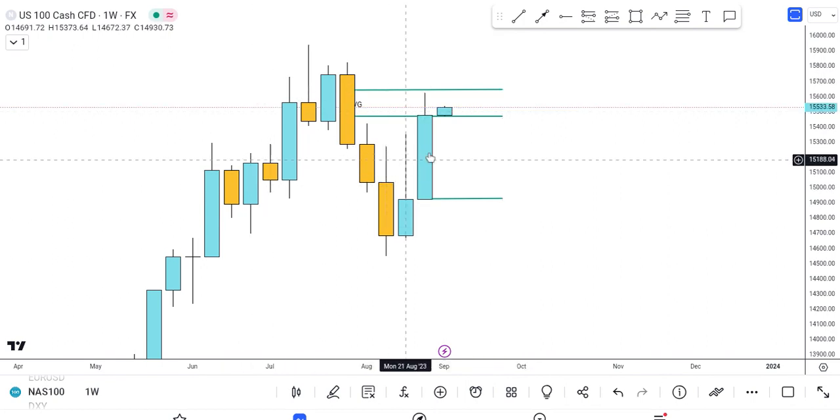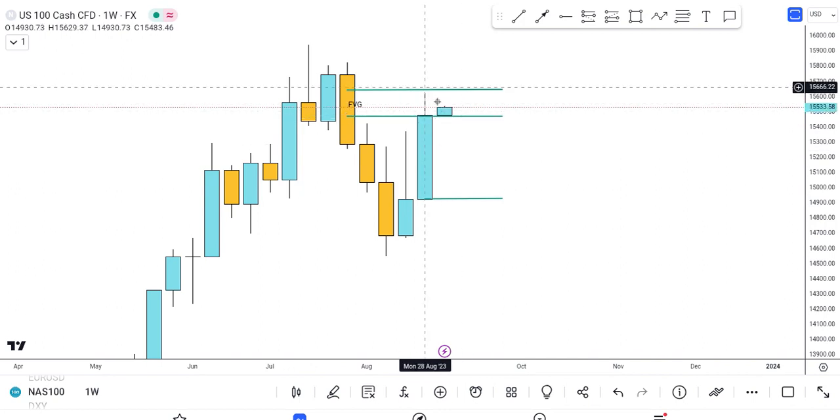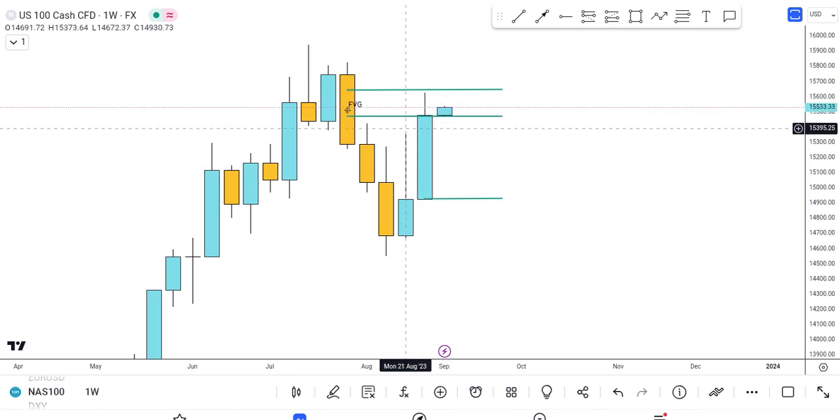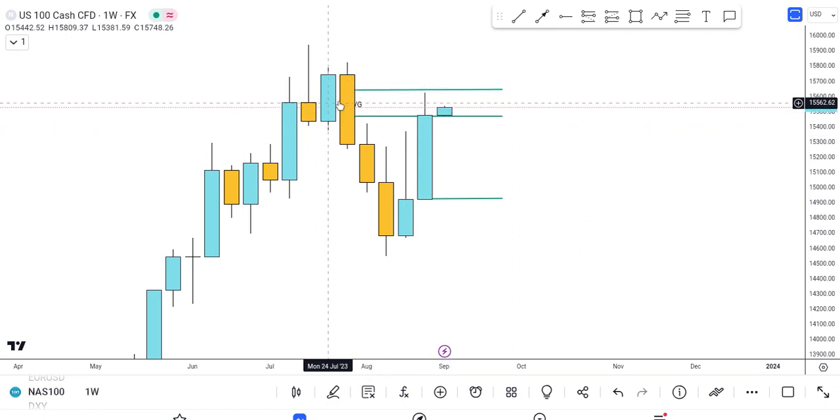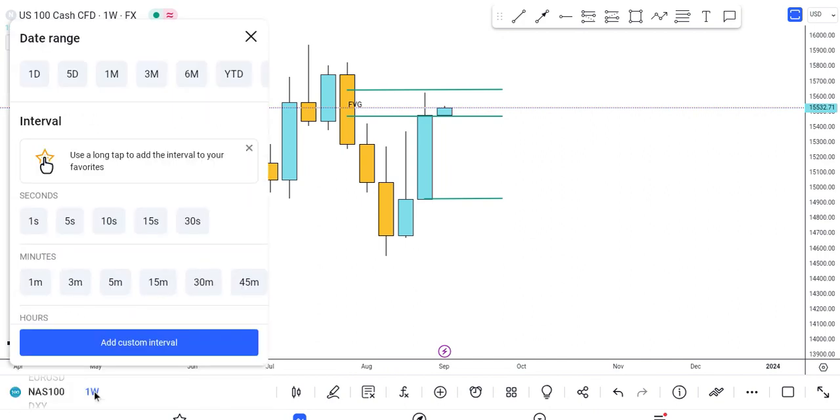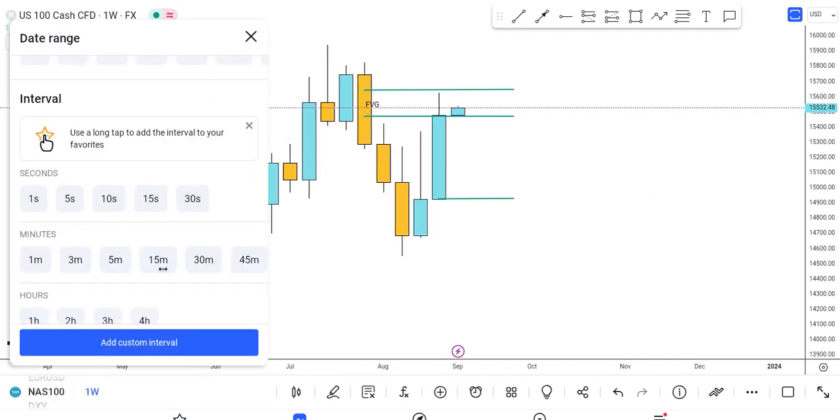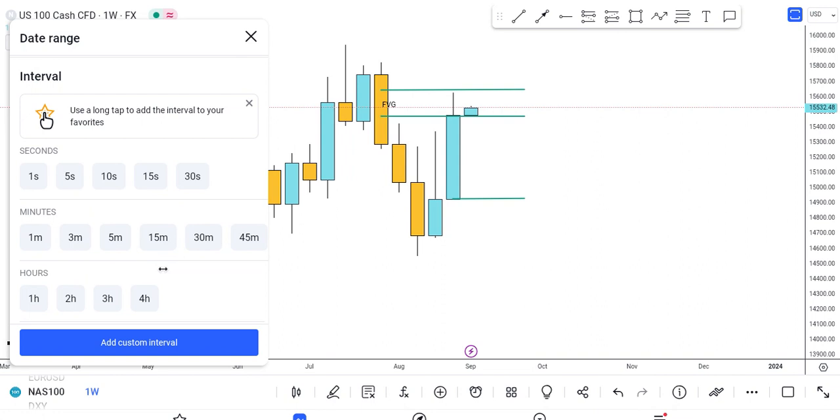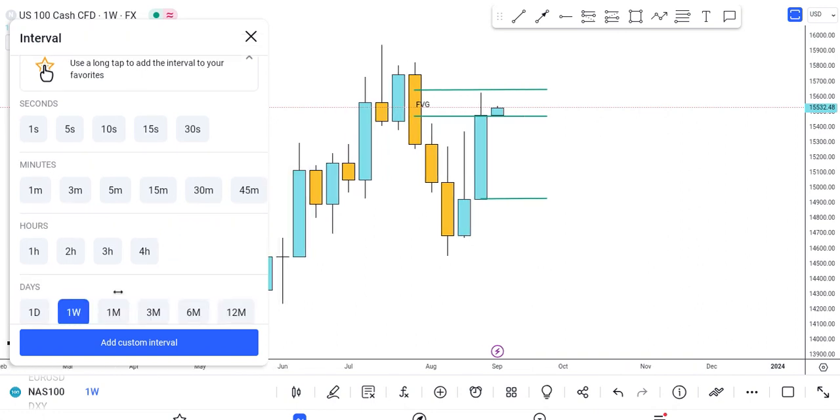Also, this setup is supposed to happen at an area of interest on a higher time frame. Like if you check here, there is this order block, and there's also this fair value gap, which I've highlighted as an FVG. It will be much clearer on a daily time frame. Okay, so now let's go down to a daily time frame. Let's see what we have.